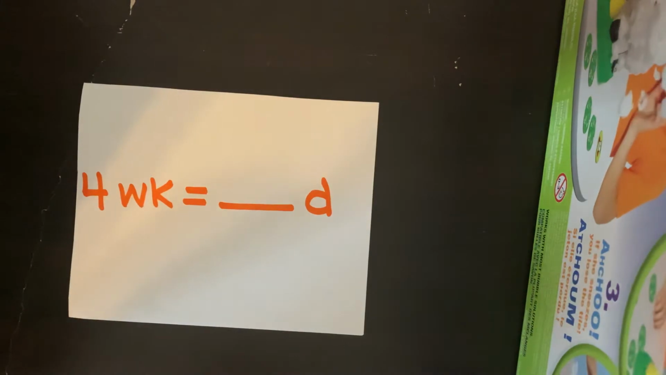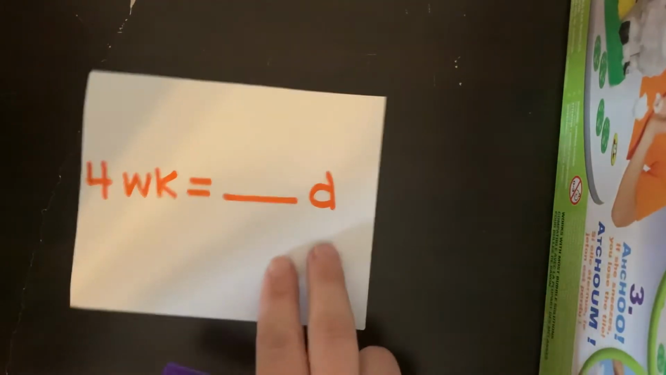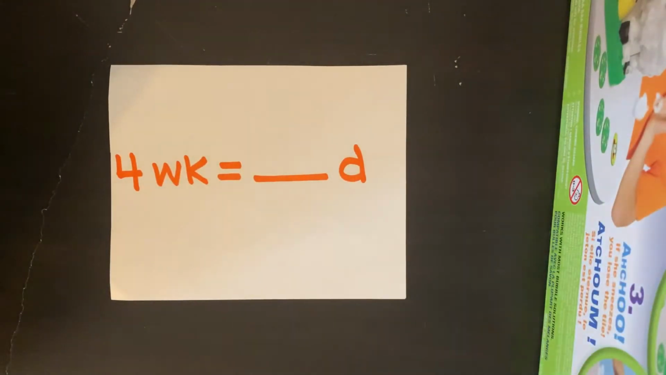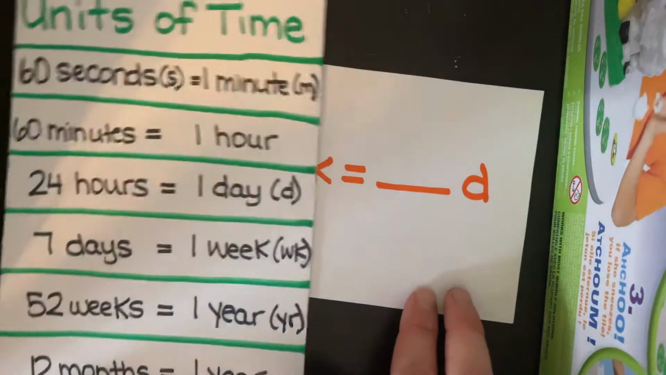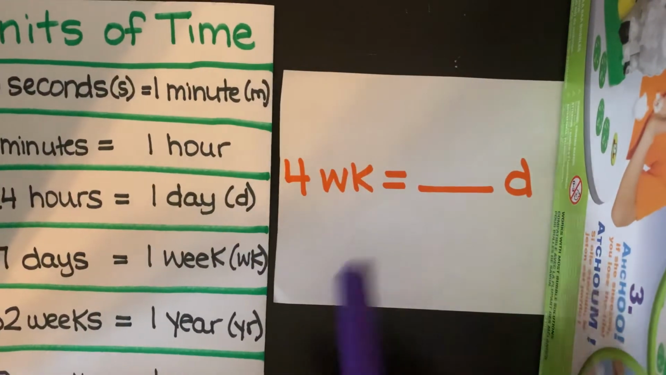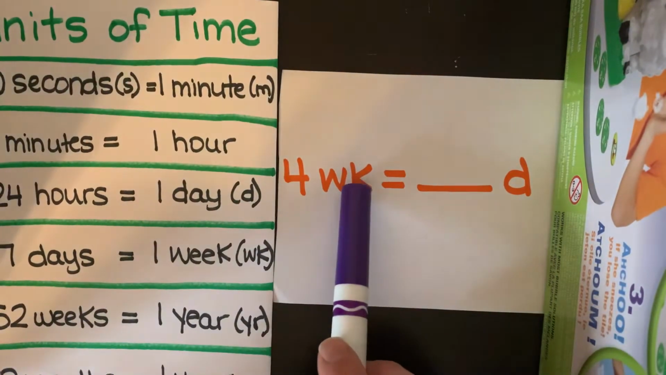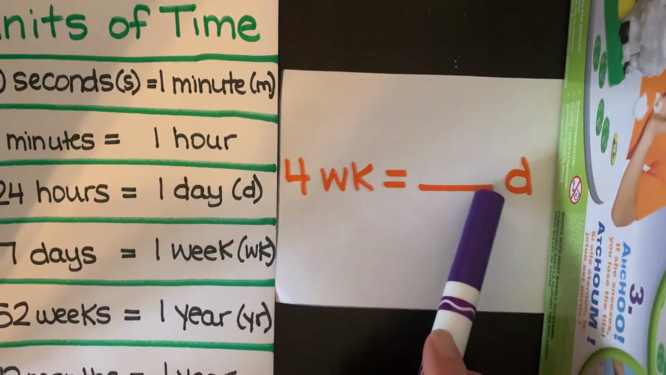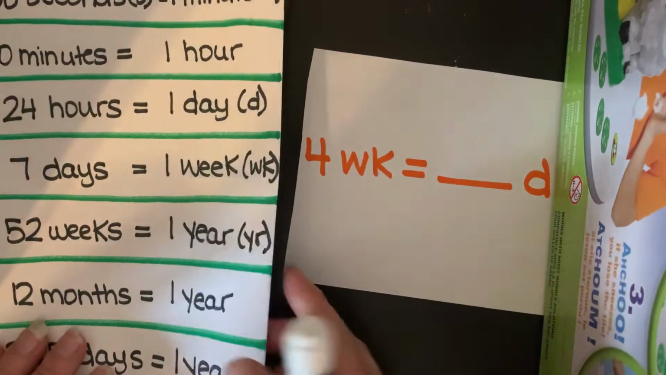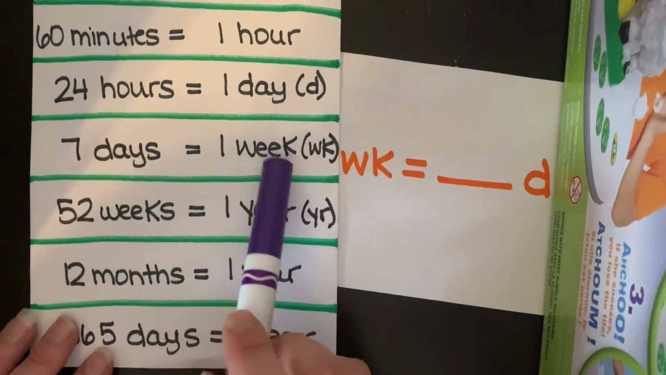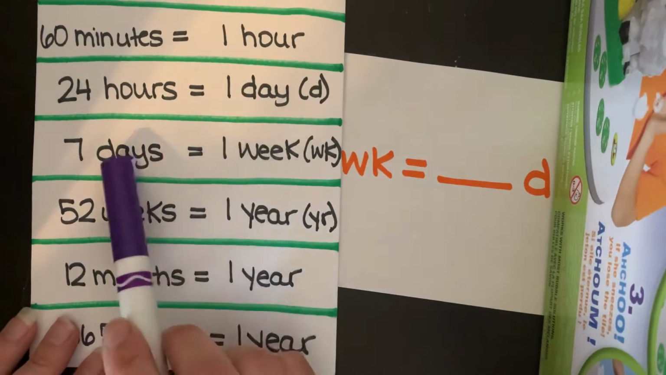So we're going from a larger unit of weeks to a smaller unit, which is days. Now, I like to set this up the same way that I set up when I would convert my customary units of measure. So I'm going to use my reference sheet, and I'm going to look for the equation that helps me to solve a conversion from weeks to days. And in my list here, I do see a weeks to days conversion.